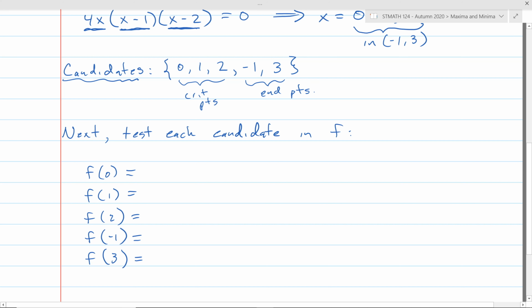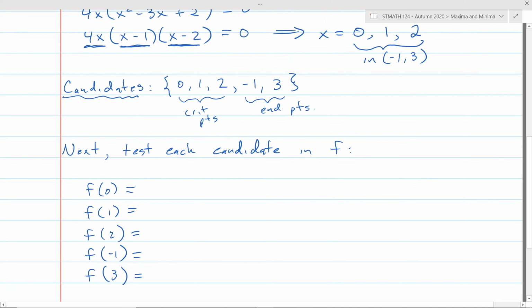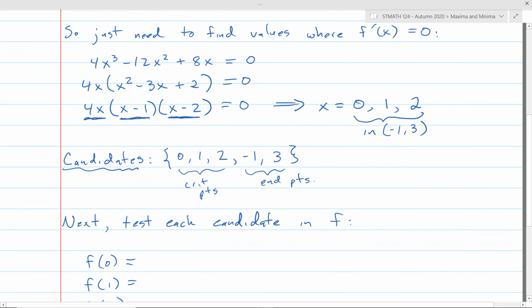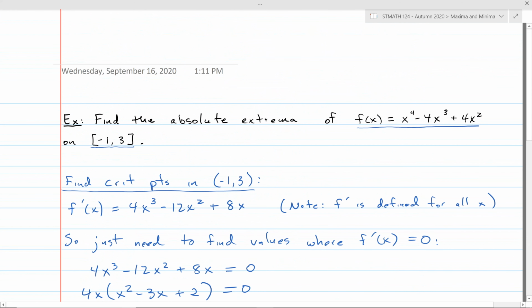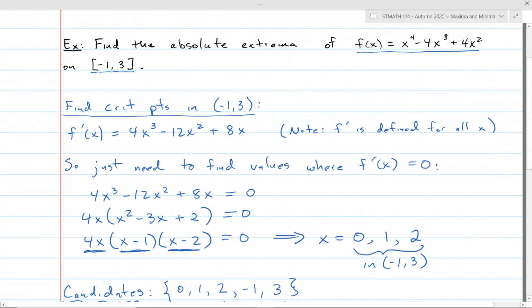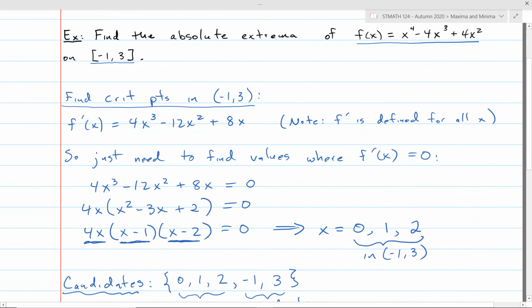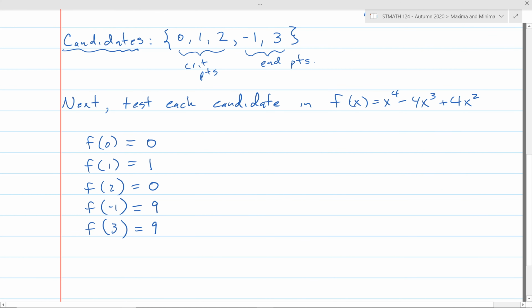Now don't make the mistake of plugging these into the derivative. I'm plugging them into the original function that we had at the very beginning. So x to the 4th minus 4x cubed plus 4x squared. Okay, after plugging in all of the values, I got f of 0 equals 0, f of 1 equals 1, f of 2 equals 0, f of negative 1 equals 9, and f of 3 equals 9.